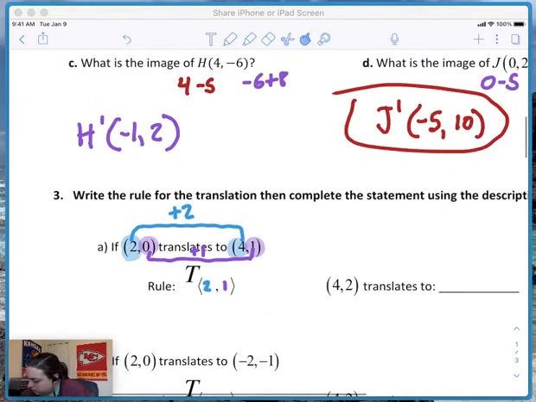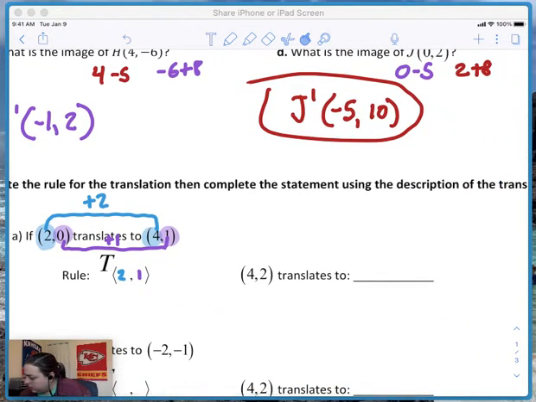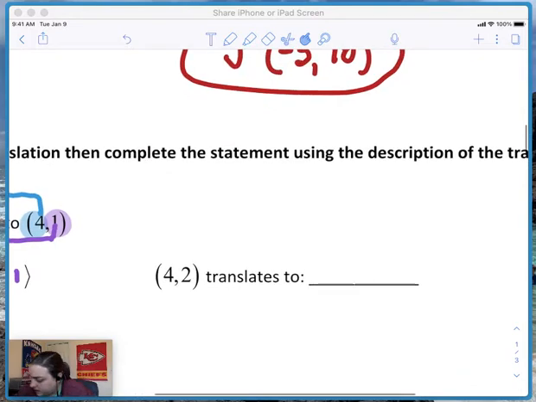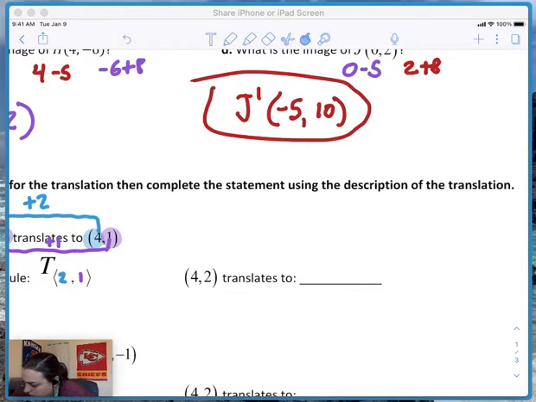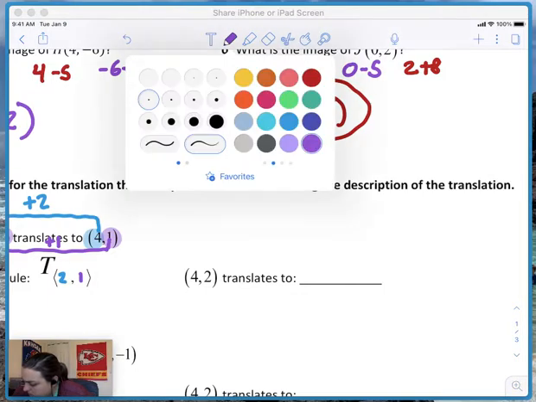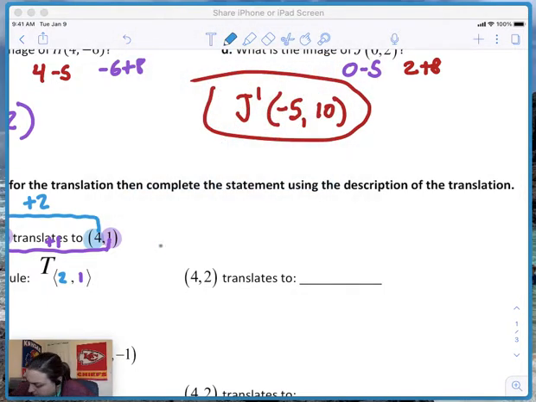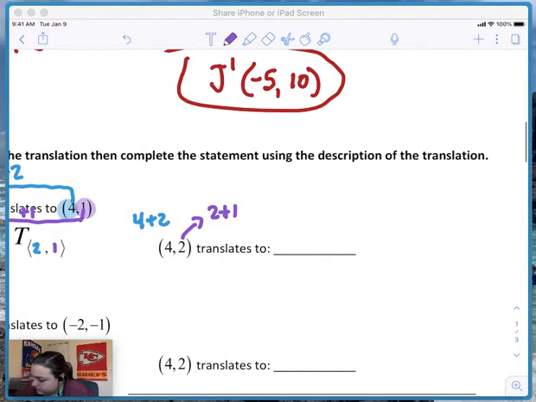Okay, so my rule here is 2, 1. That's my translation rule. So I know here that 4, 2 will translate to, well, my translation rule is going to be 4 plus 2, and then I'm going to take 2 plus 1. So this will translate to 4 plus 2 is 6, and 2 plus 1 is 3.